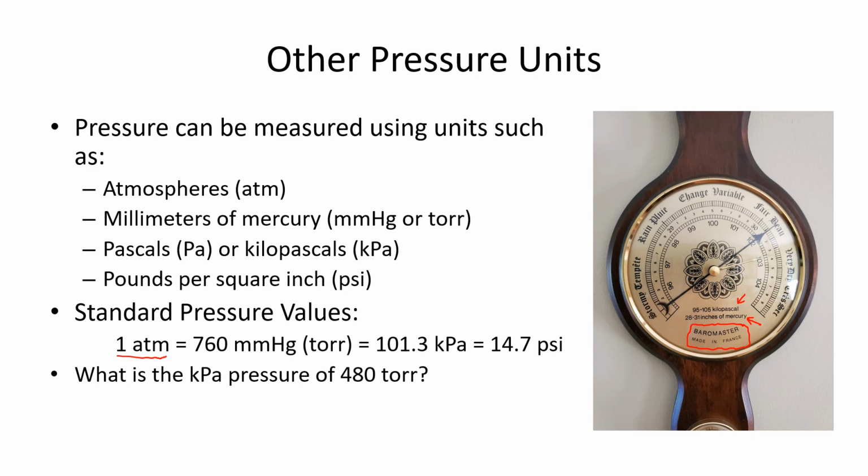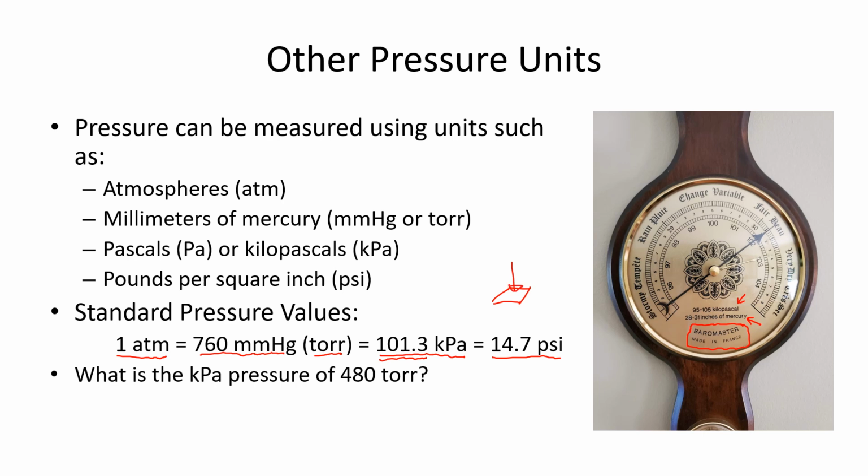Atmospheres is a standard measurement of pressure. 1 atmosphere is like average pressure at sea level, and that's equivalent to 760 millimeters of mercury. Sometimes a millimeter of mercury is called a torr, after the guy who invented it. Then there's kilopascals, which is the SI unit, and 101.3 is the same as 1 atmosphere. And then there's pounds per square inch, which is another measurement of pressure, like the weight of 14.7 pounds pushing down on 1 square inch of area.